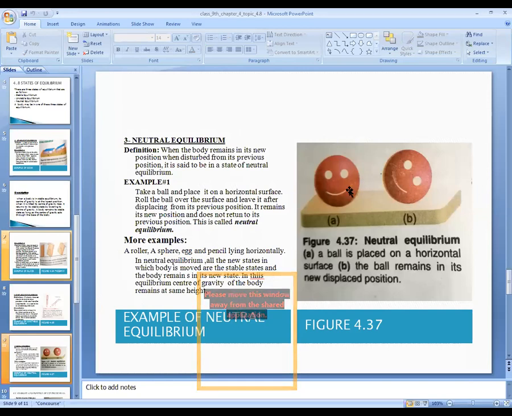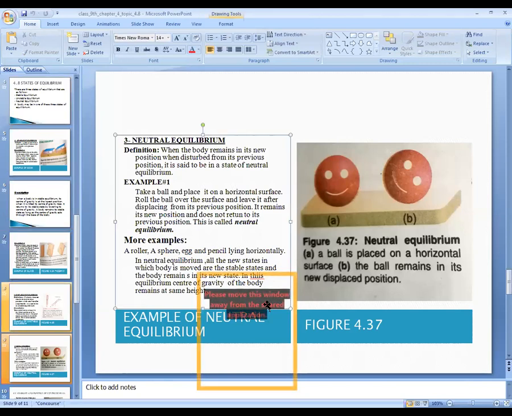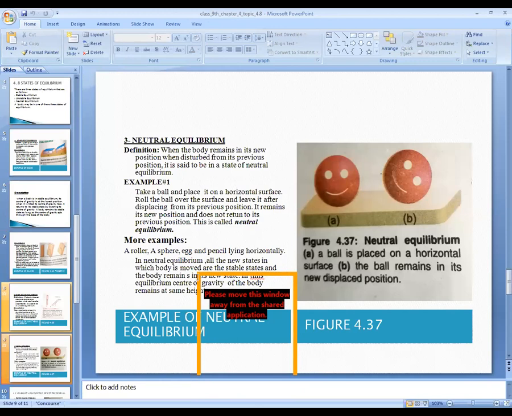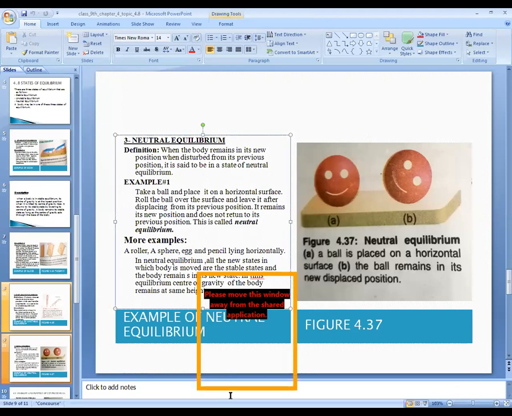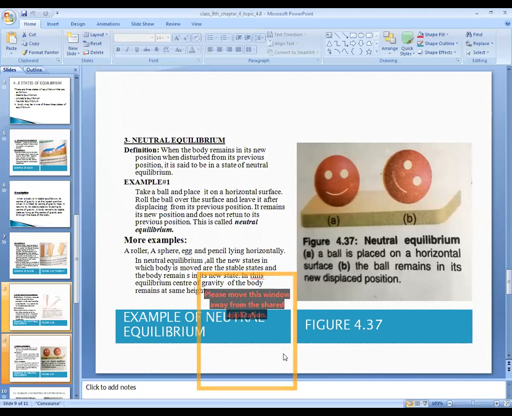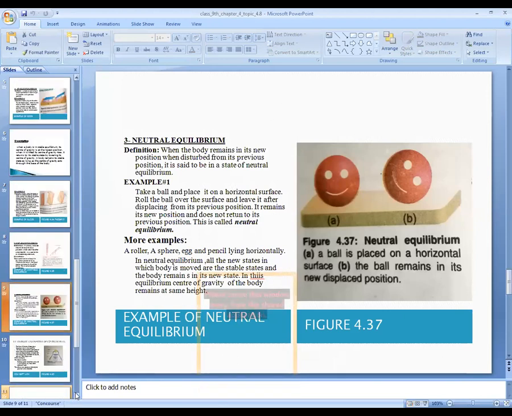This is a stable state because the body is moving into the next state, and this state will be a stable state. The body remains in its new state. In this equilibrium, the center of gravity of the body remains at the same height. Wherever the body goes, if it takes a new position, its center of gravity will be at the same height because it is moving on the horizontal surface. It will take the new position, but its center of gravity will remain at the same height.